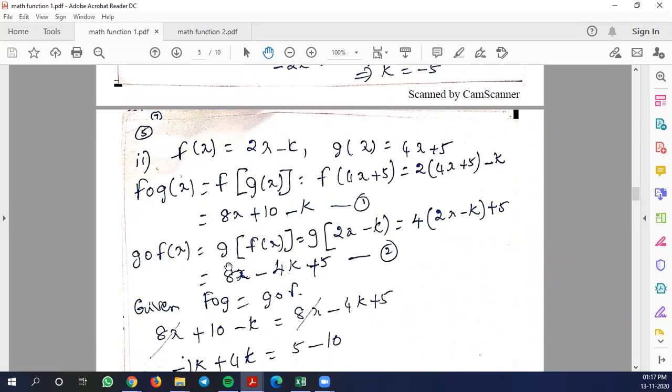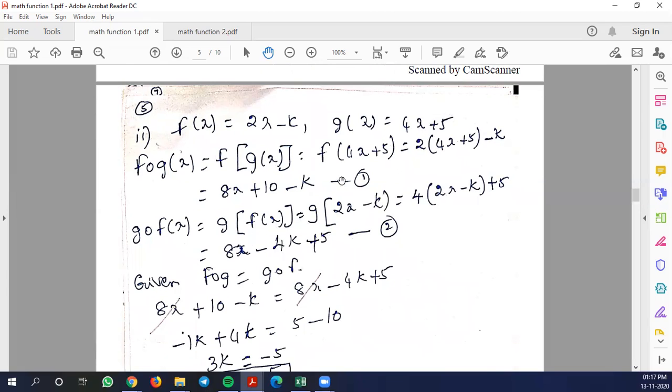Then g of f of x equal to g into, what is our f of x? 2x minus k equal to, what is g of x? So g of x is 4x plus 5. So 4 into, what is our x here? 2x minus k plus 5. So 4 2s are 8x minus 4k plus 5.